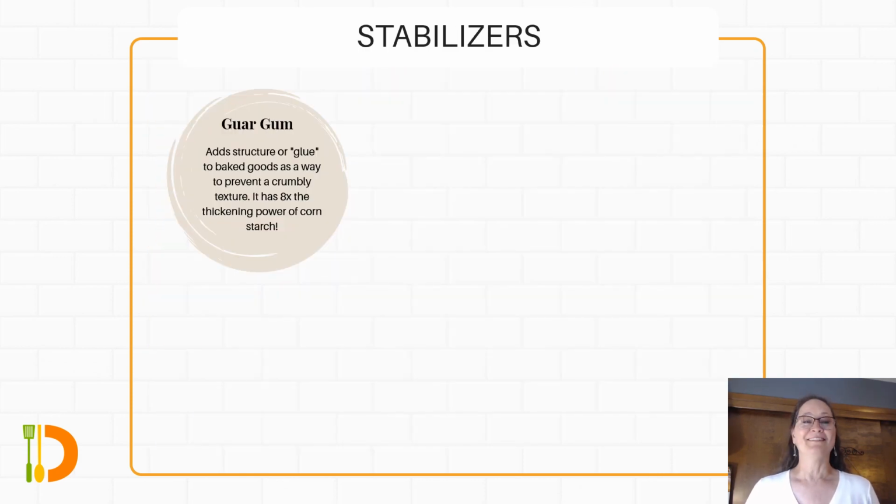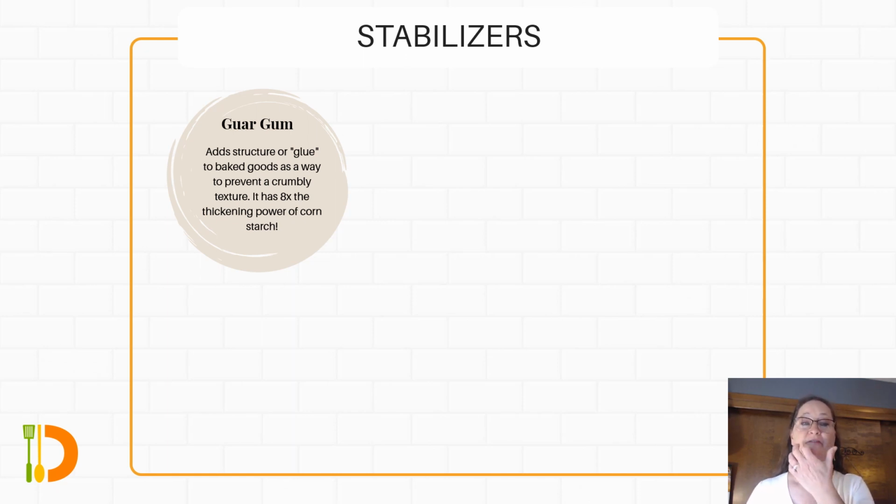All right, let's talk about stabilizers. Stabilizers are more important for gluten-free baking than for conventional baking. When cooking with conventional wheat flour, the gluten provides that stability. For example, when baking bread, you develop the gluten through kneading. As the bread rises, it is stabilized by the network of gluten proteins. For gluten-free products, you don't have the built-in support structure, so stabilizers are necessary to get a product that resembles a conventionally baked good. Stabilizers include guar gum.